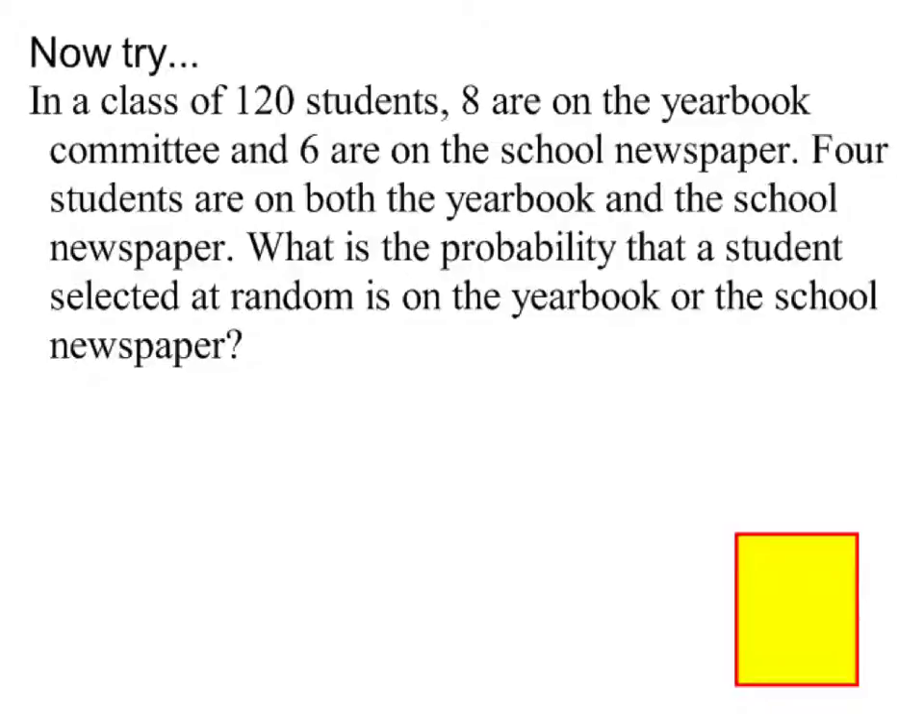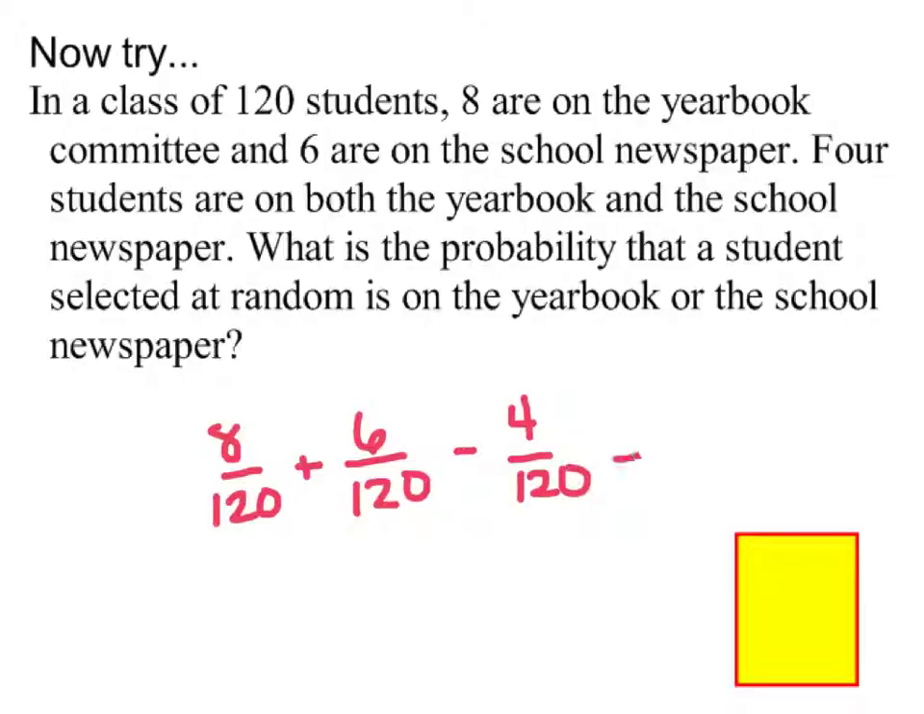What you should have come up with is 8 out of 120 plus 6 out of 120 minus the 4 out of 120 that are on both, which comes out to 1 out of 12.